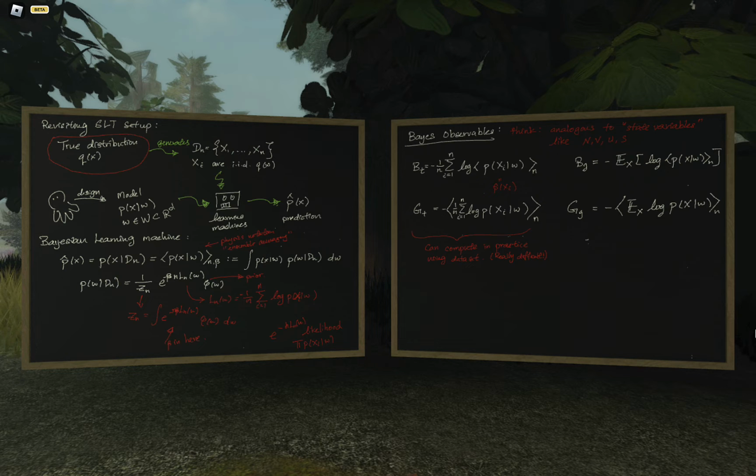It should be noted that even though on the right hand side we have an average over the X, we haven't averaged over the data set. So these are still random variables. This bracket here is an average over the Bayesian posterior, and the Bayesian posterior itself is constructed from the data set, and the data set is random. So these are still random variables.